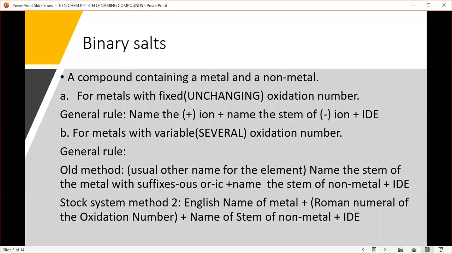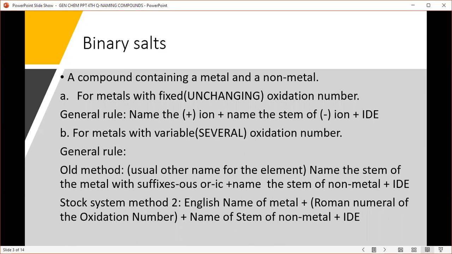First is the binary salt. When we say a salt, it is a compound containing a metal and a non-metal. Okay, so that's what you need to remember. It is always composed of a metal or a cation and a non-metal or an anion.